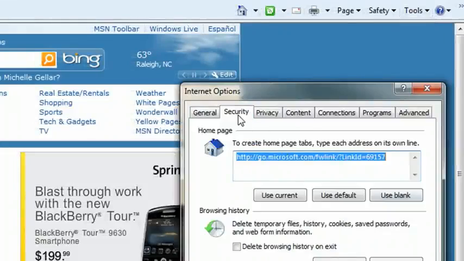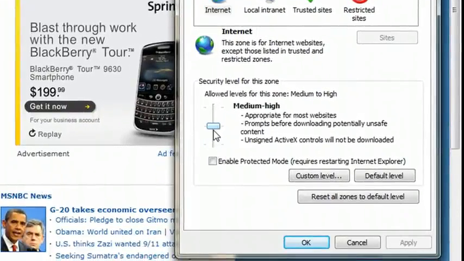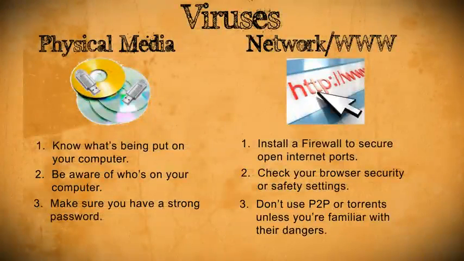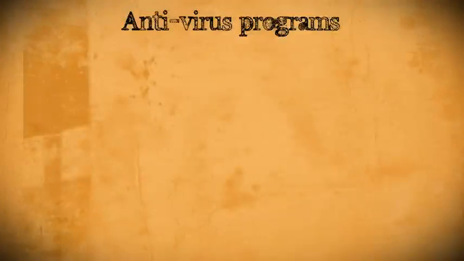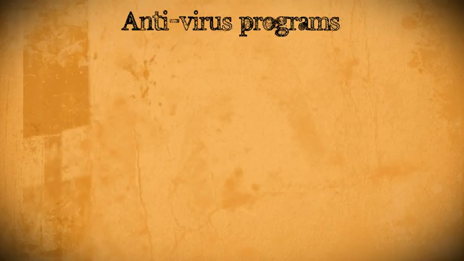To do this, check your browser's security or safety settings and make sure they're set to your liking. Also, don't use P2P or torrent programs unless you know what you're doing and know exactly how to use them. But even if you do everything right, it's still possible to get a virus. So this is where getting rid of the virus becomes key.